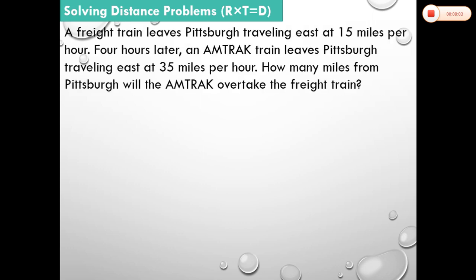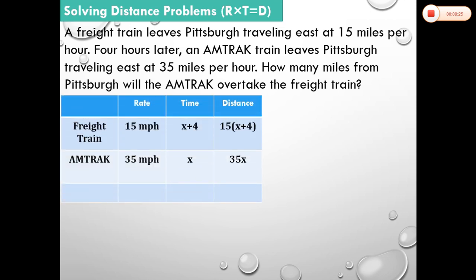Next problem. A freight train leaves Pittsburgh traveling east at 15 miles per hour. 4 hours later, an Amtrak train leaves Pittsburgh traveling east at 35 miles per hour. How many miles from Pittsburgh will the Amtrak overtake the freight train?